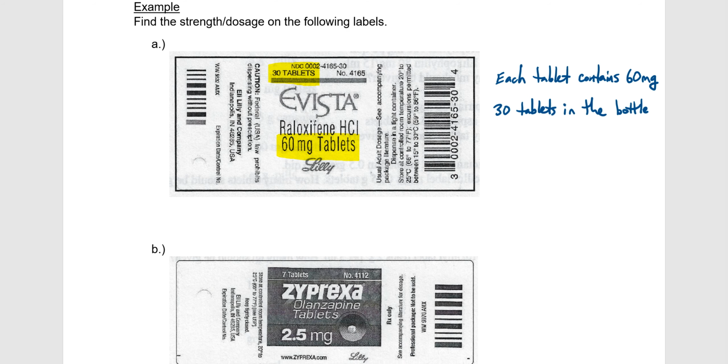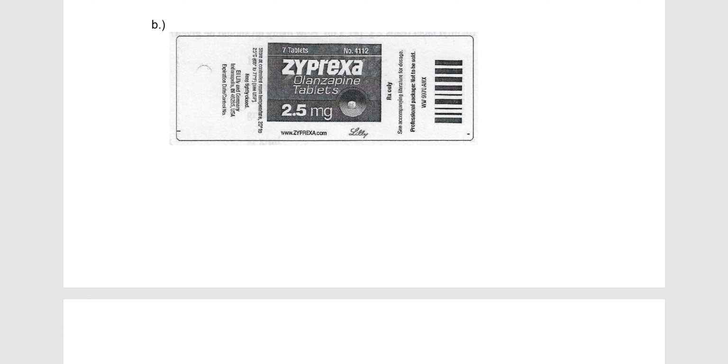Okay, so hopefully simple enough for that one. Let's do another one here. So we have 2.5 milligrams per tablet, and then we have 7 tablets in the bottle.